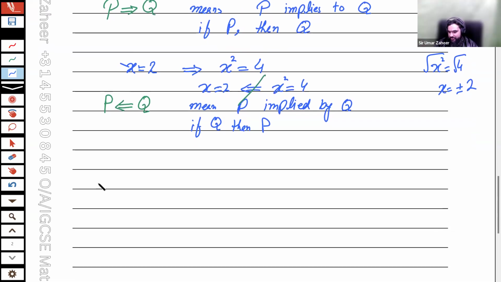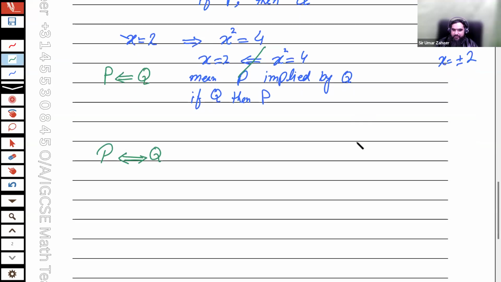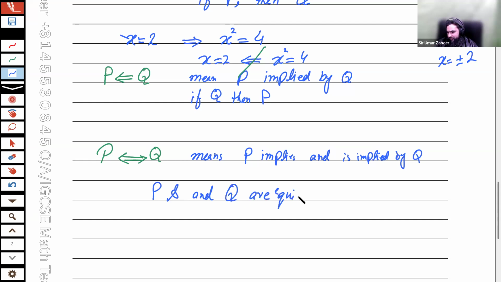And for example, if you have a situation where we have the sign, P implies Q and Q implies P, it is going to be read as P implies and is implied by Q. In simple words, from P you can make Q, and from Q you can make P. P and Q are equivalent.